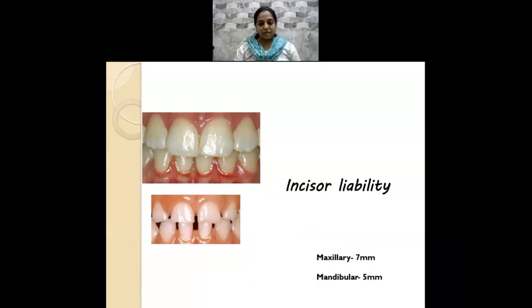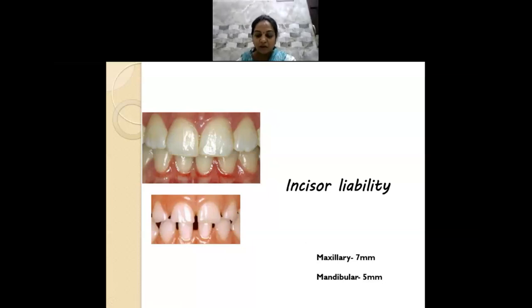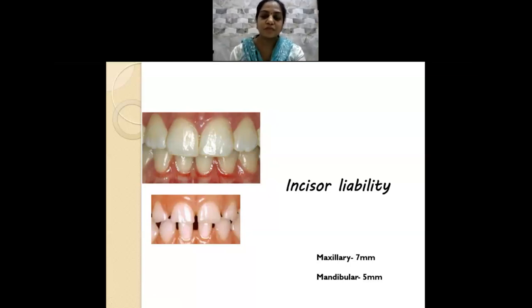Now you have to know one more terminology, that is incisor liability. Incisor liability is the difference between the amount of space required and the amount of space which is present in the jaw. Basically, the primary anteriors are smaller in size and permanent anteriors are larger in size. To accommodate this, there is some difference called incisor liability. For incisor liability, the maximum for maxillary is 7 mm and for mandibular it is 5 mm.